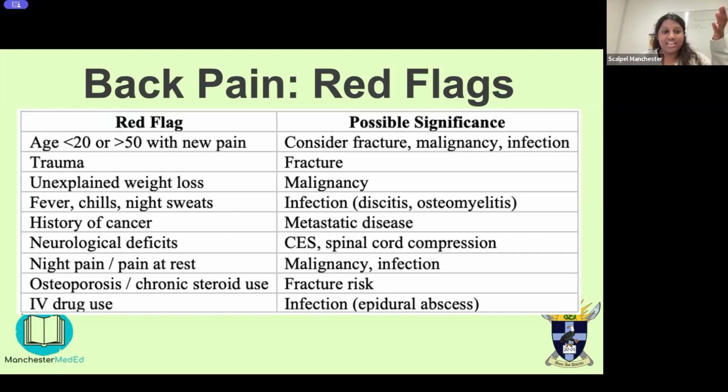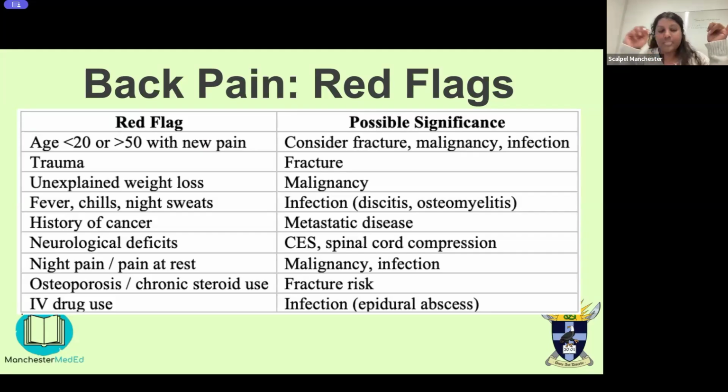Weight loss, malignancy. Fever, chills, night sweats, what do we think? Infection, or in the very, very rare case, TB, if you're in a tropical region. History of cancer, why? Mets, bony mets. And especially if it's a history of cancer, they might ask you, oh, this patient has new back pain, cauda equina, yada, yada, has a history of cancer. Which cancer is it? It is most likely a prostate cancer. Especially in a man, it is a prostate cancer till proven otherwise, because they have the highest metastasis to the spine.